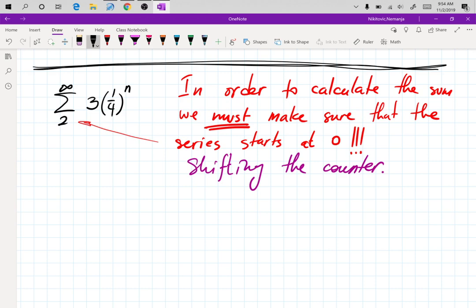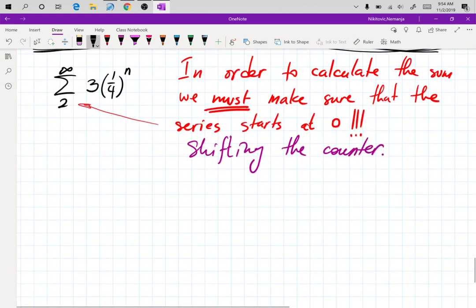All right, so what we have for shifting the counter, we have to match the counter to start at 0. Counter starting at 0.